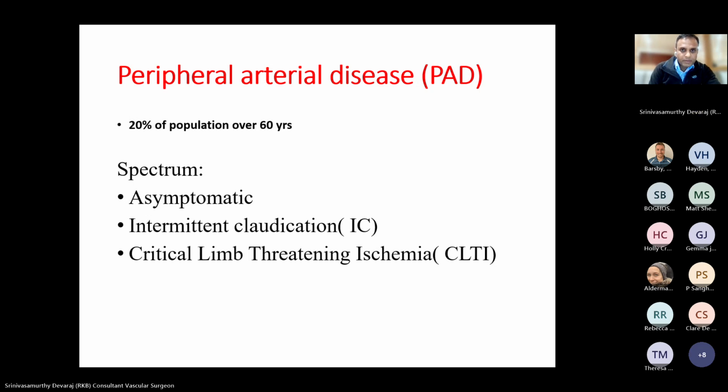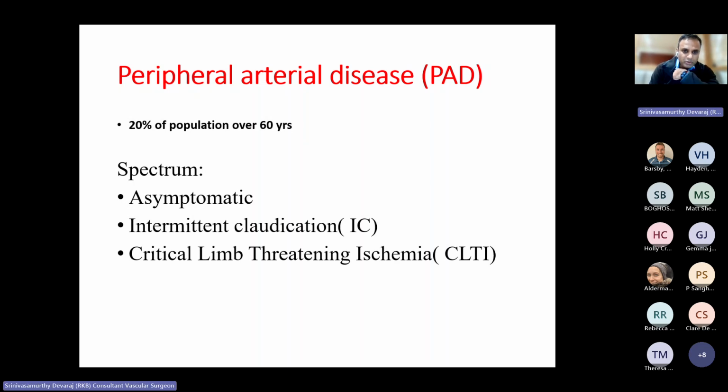When we talk about peripheral arterial disease, it's a very common problem. As you know, about 1 in 5 people over 60 years of age have peripheral arterial disease. And a lot of these patients tend to be asymptomatic. So you identify them when they go for routine screening or testing, or when they come to your clinic and you examine their pulses and you can't feel their foot pulses.